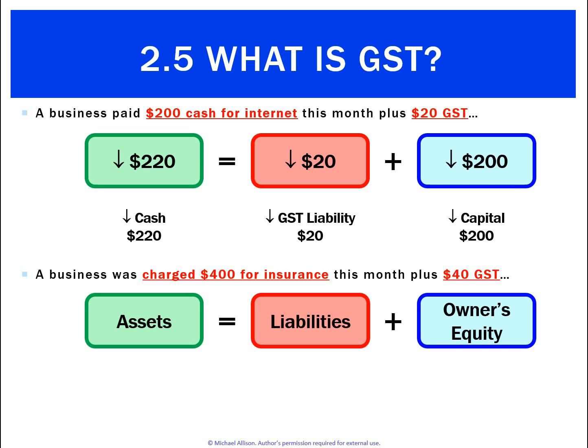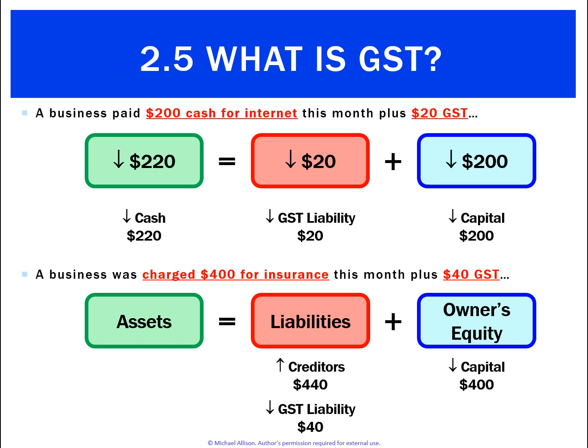Assuming another expense, this time insurance, $400 plus GST. Let's assume in this case it hasn't been paid and is charged on credit. So the first difference is I've now got a creditor of $440. I owe them for the insurance and the GST. I've decreased my GST liability by $40, and the $400 of insurance is an expense which lowers owner's equity.